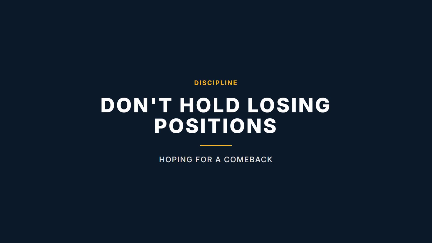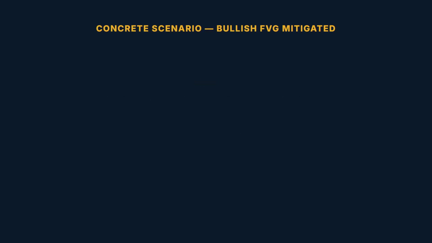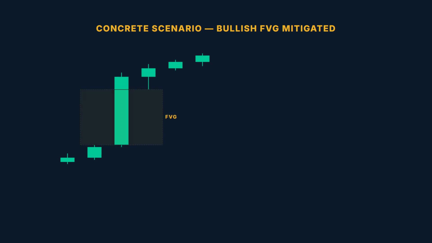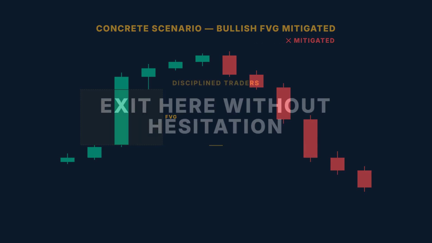A bullish order block is invalidated when price closes below the body of the candle that defines it, especially when it does so with an impulsive bearish candle. At that point, the zone has lost its meaning and the analysis needs to be revisited. The invalidation of a fair value gap happens when price moves completely through it, from the top to the bottom of the imbalance, without any reaction.